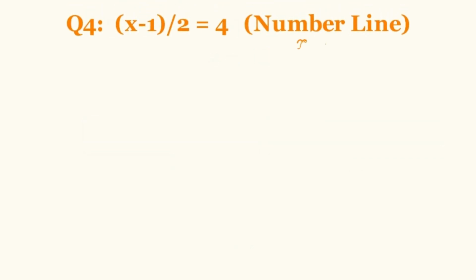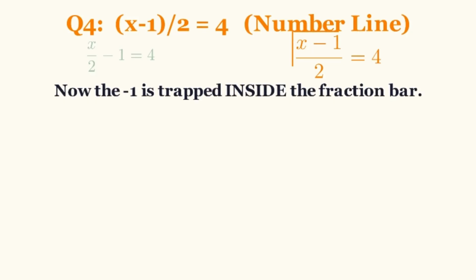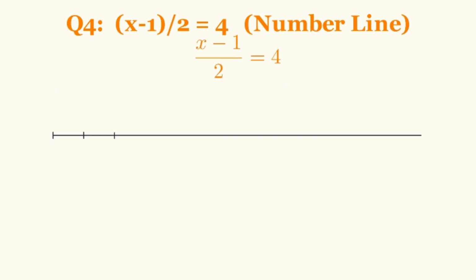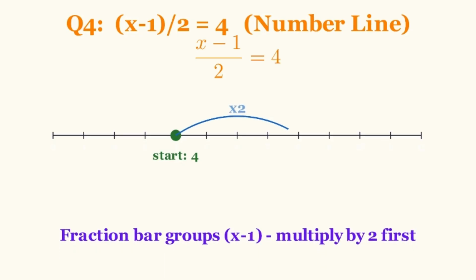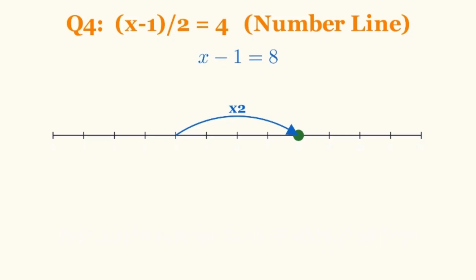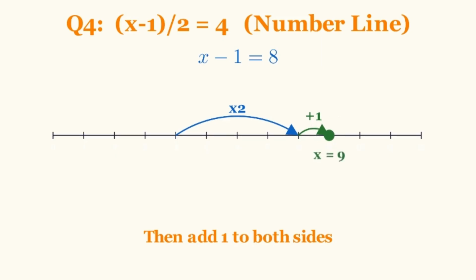X minus 1 all over 2 equals 4. Same pieces as before, but now the minus 1 is trapped inside the fraction bar. Let's solve it as a journey on a number line. We start at 4. The fraction bar groups x minus 1 together, just like parentheses would, so we multiply by 2 first. The dot hops from 4 to 8. Now x minus 1 equals 8.